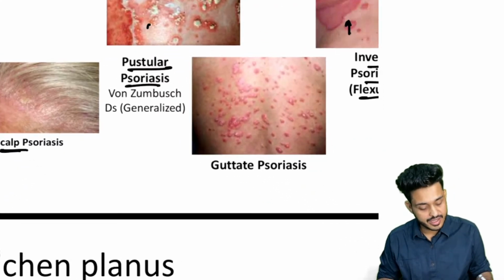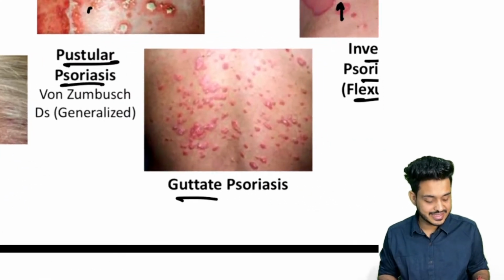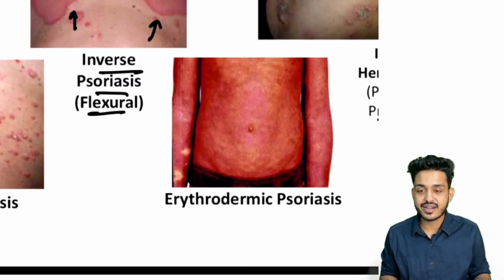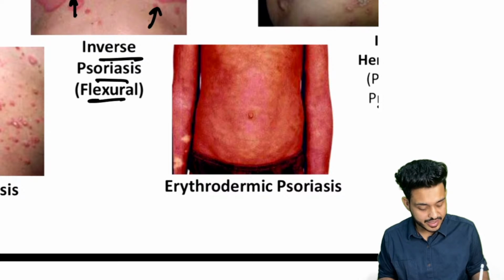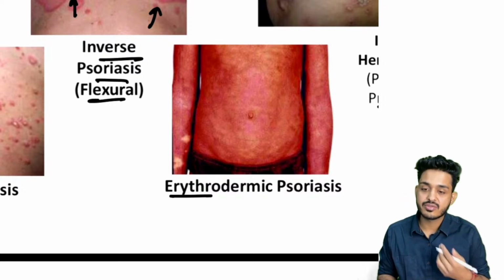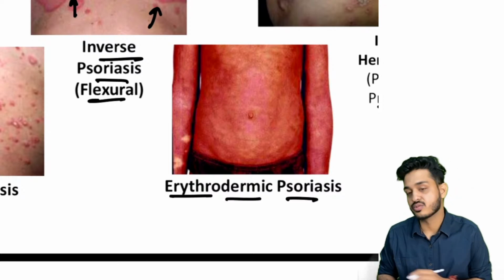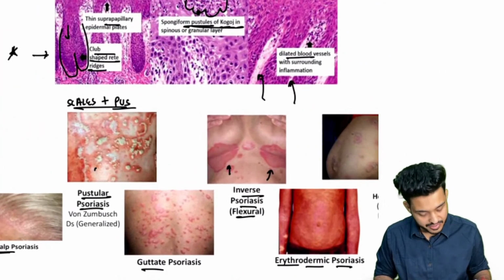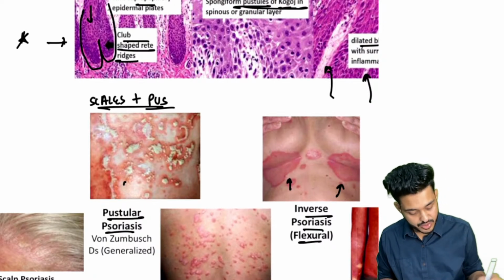Okay, and this one is your gutta like structures, you can see in the guttate psoriasis. This is your guttate psoriasis, and this is red structures along with the scales, so there will be erythema, so that would be erythrodermic psoriasis. Okay, erythrodermic psoriasis. So these are the different kinds of psoriasis that we have seen. Okay, this is pustular psoriasis.